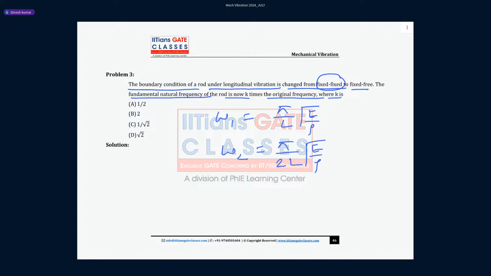Now what they told is, the fundamental natural frequency of the rod is now k times the original frequency. So the original is omega 1, and omega 2 they mention is k times omega 1. Right? So now tell me, what is the k value? You can see it is k times pi by L under root E by rho. So what is the k? It is 1 by 2. What is the answer? 1 by 2. Clear? Everybody, A is the answer.